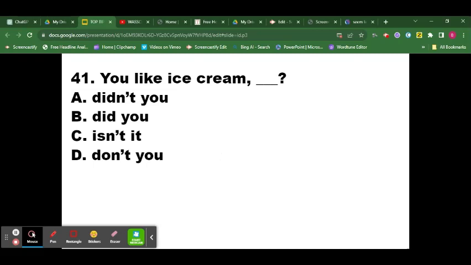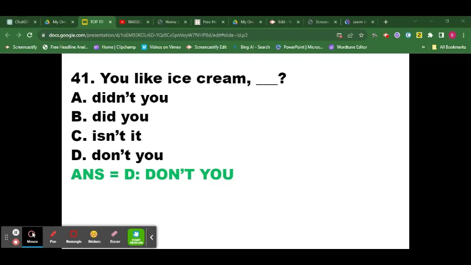Of course, if you are familiar with tag questions or question tags, you will immediately understand that the correct option is D, don't you? But then I will need to explain to you why it is option D. This has to do with the rules for tag questions. First of all, one of the rules states that a positive statement is followed by a negative tag. So when you look at the statement, you like ice cream, this is a positive statement. And so what should follow is a negative tag question.